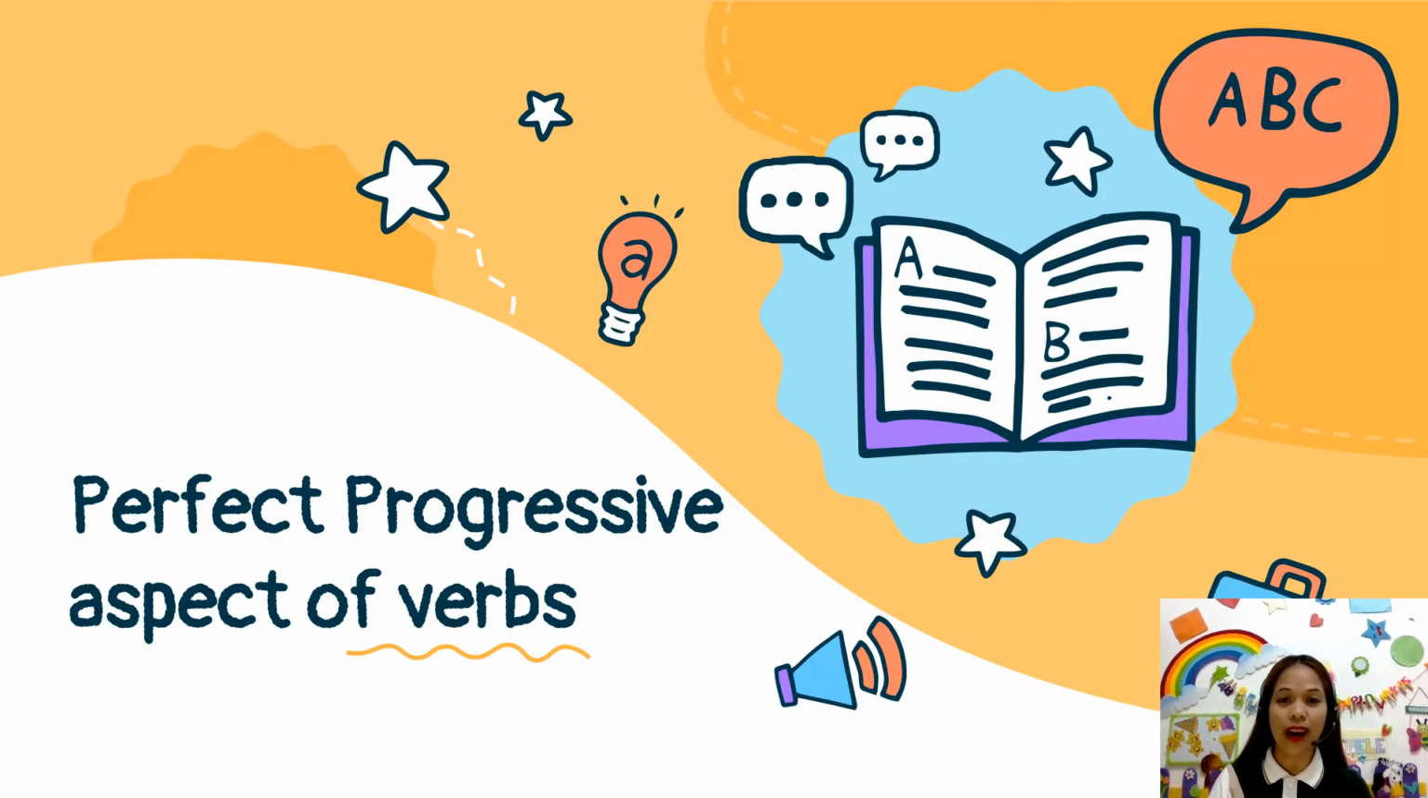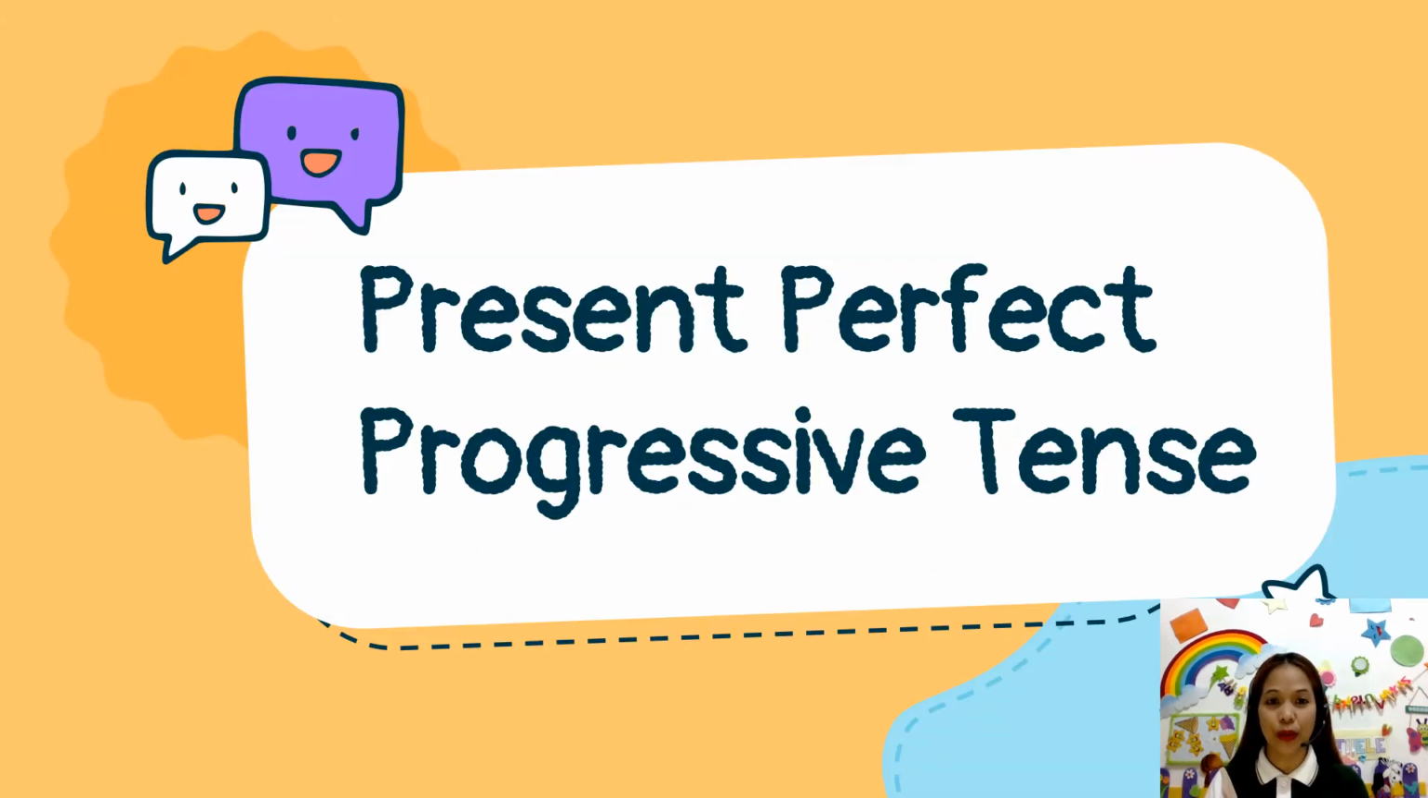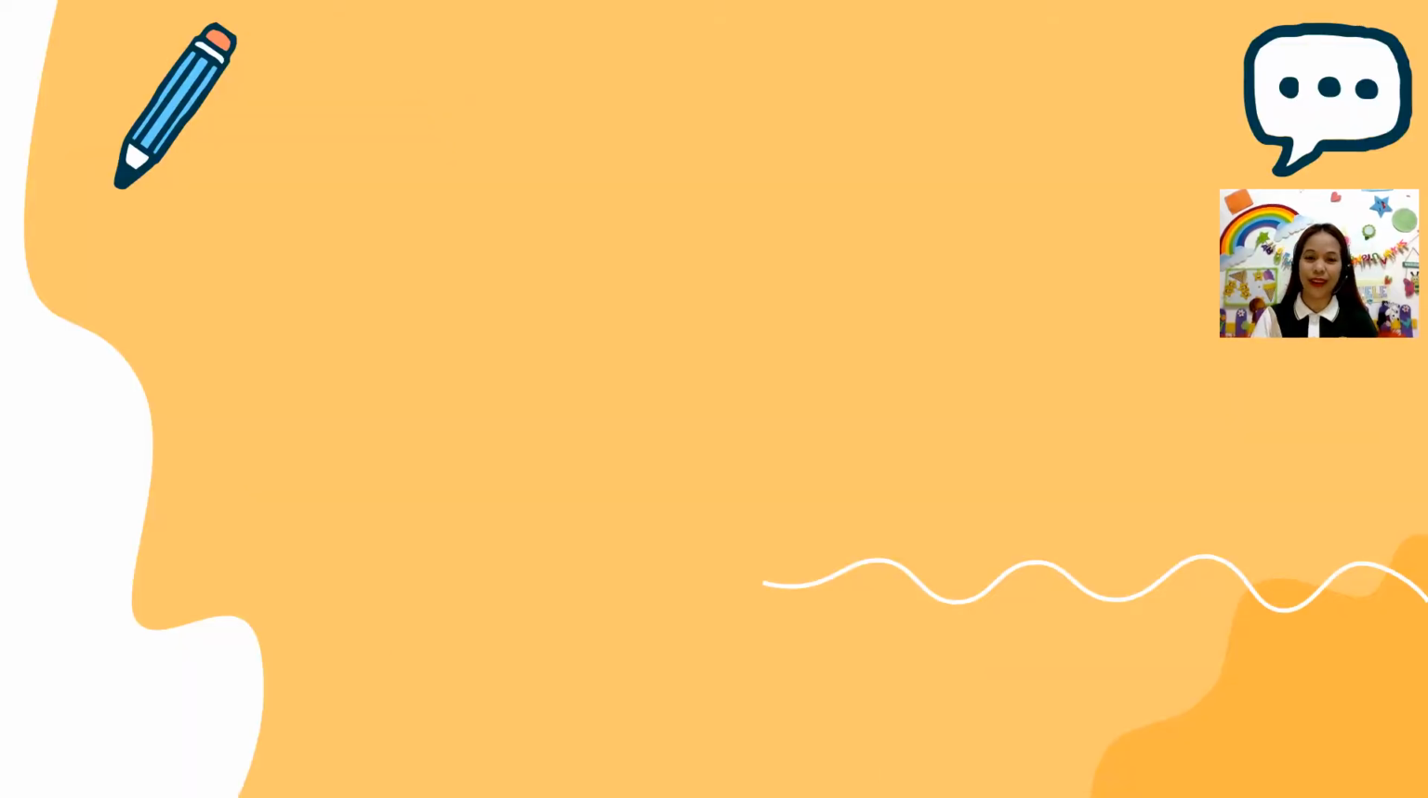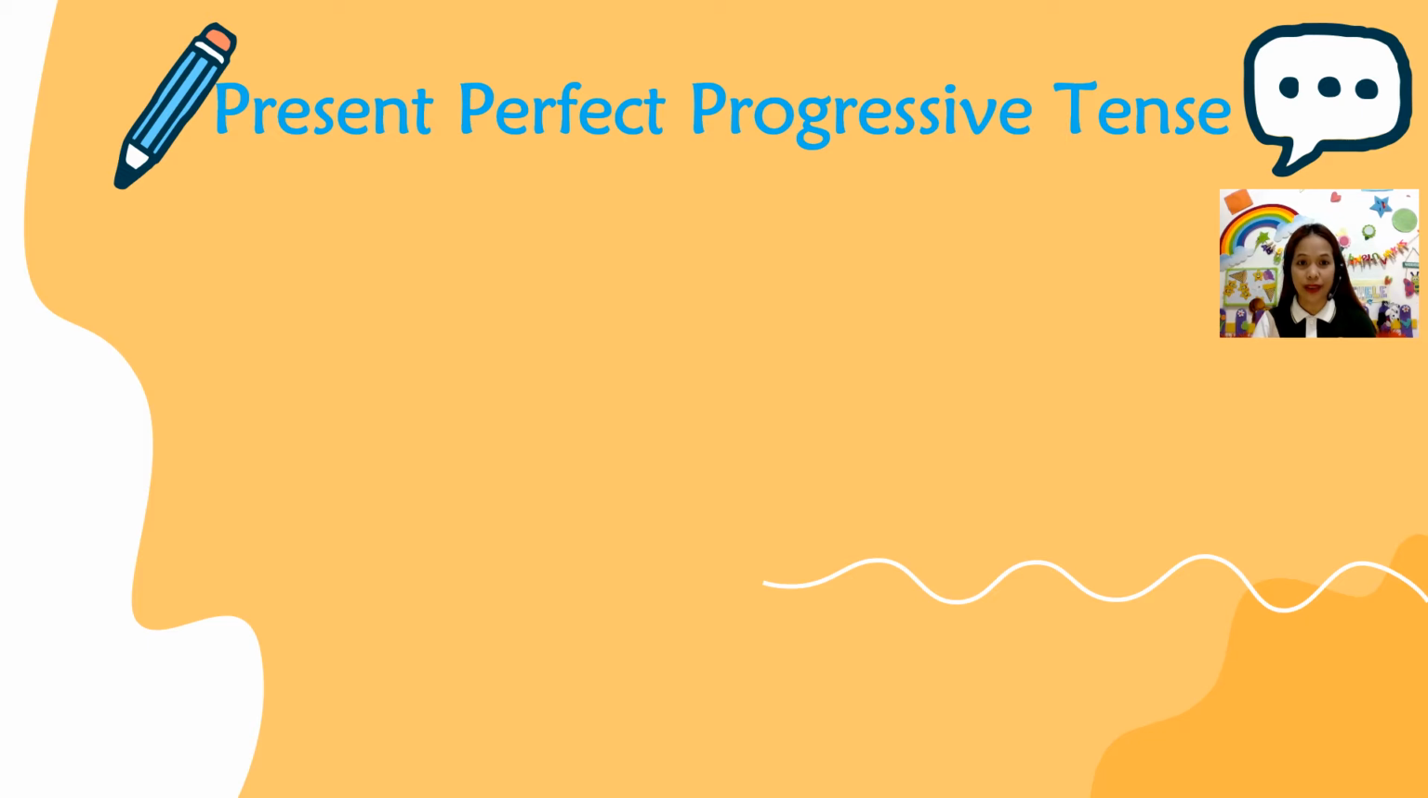So, today, our lesson is about perfect progressive aspect of verbs. If you are all settled down, let's start our lesson. Alright, so let's begin with present perfect progressive tense.